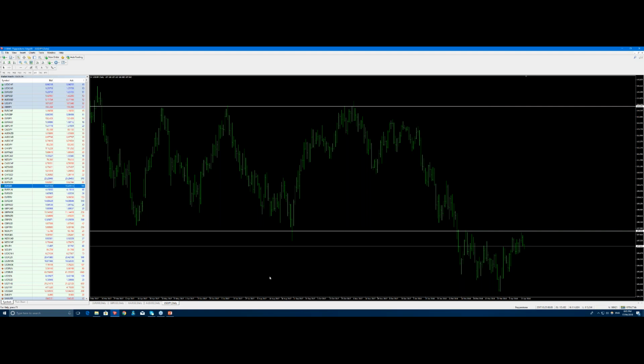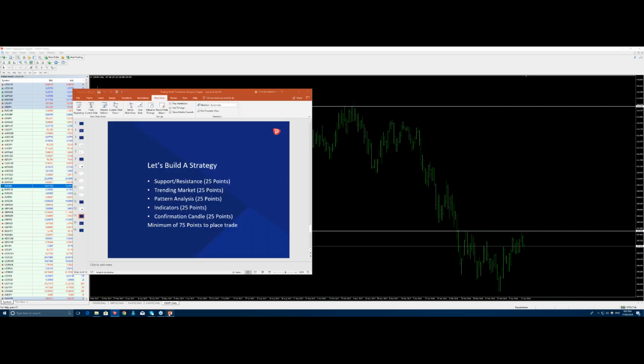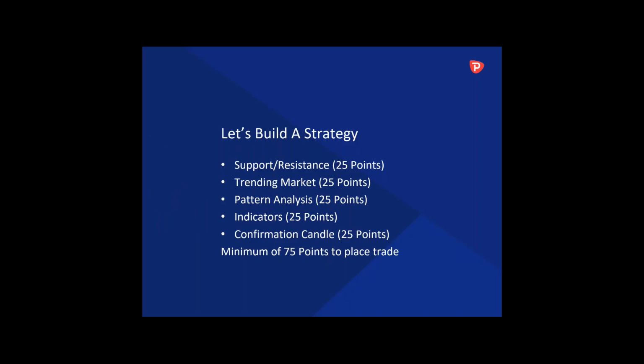So confirmation candles, or confirmation in general, is incredibly important. We always should be looking at it. And then we enhance our strategy. We basically bring all of these points together. We need at least 3 of them to get our 75 points, and then we can place our trade. So that's really when we can make the decision to get into the trade.